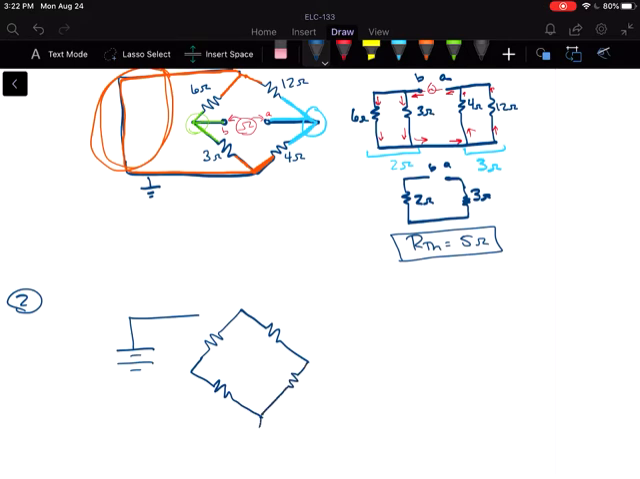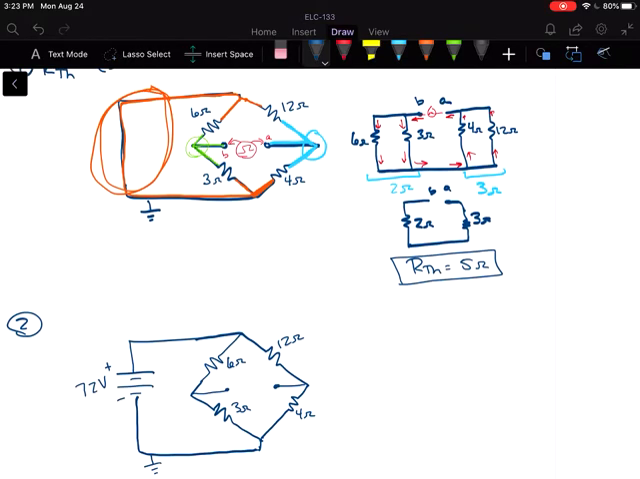I'll have to work on those drawing skills. And you should be too. You should be drawing all of these circuits with me. 12, 6, 4, 3, and 72 volts. Okay. So what do we have here?